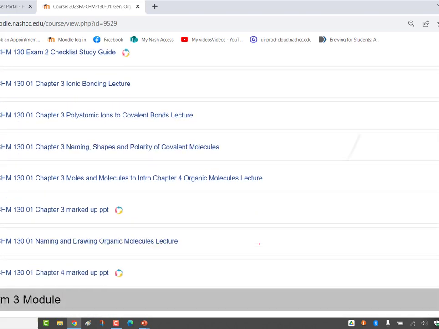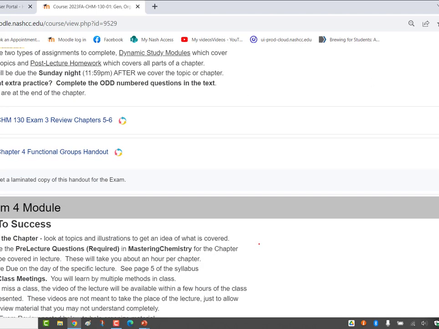oh my gosh, I don't have it posted. Here it is. It's here. I will move it up. It'll be in your exam 2 folder, but it's the functional group. It looks just like this. So you can download this and use it as you go through that functional group dynamic study module in Mastering.